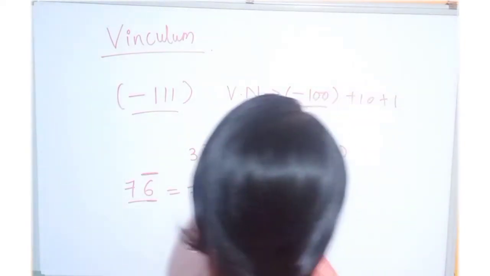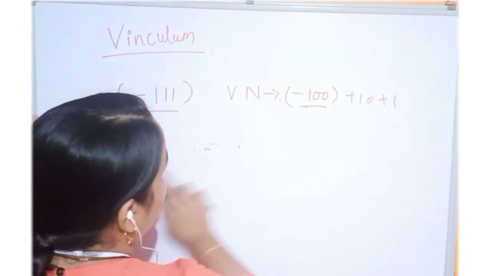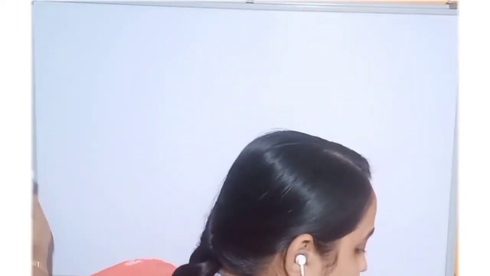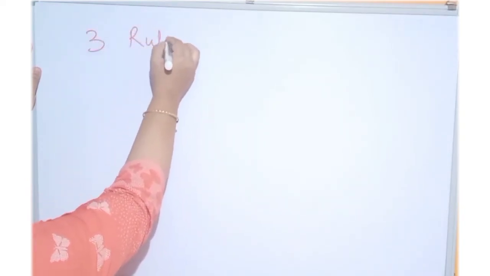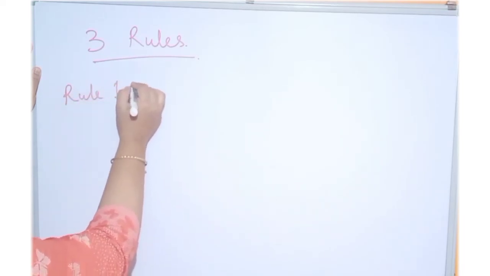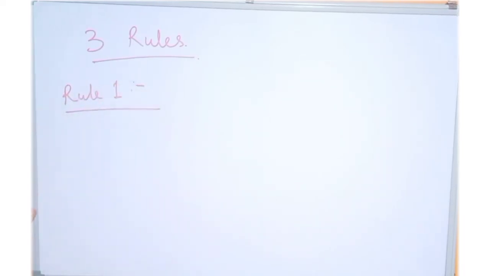So, what vinculum is, is clear to you now. It is an imaginary number and a combination of positive and negative numbers together. What are the rules for that? Basically, there are three rules. Rule number 3 is very important, so we have to refer to rule number 3 first. This is the checkpoint actually.